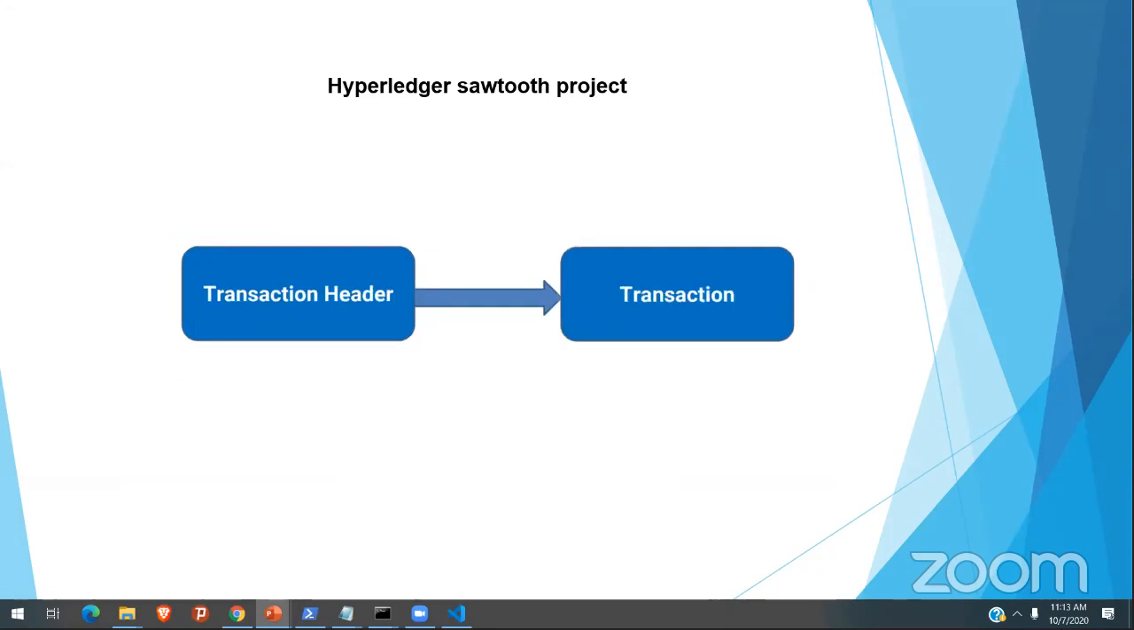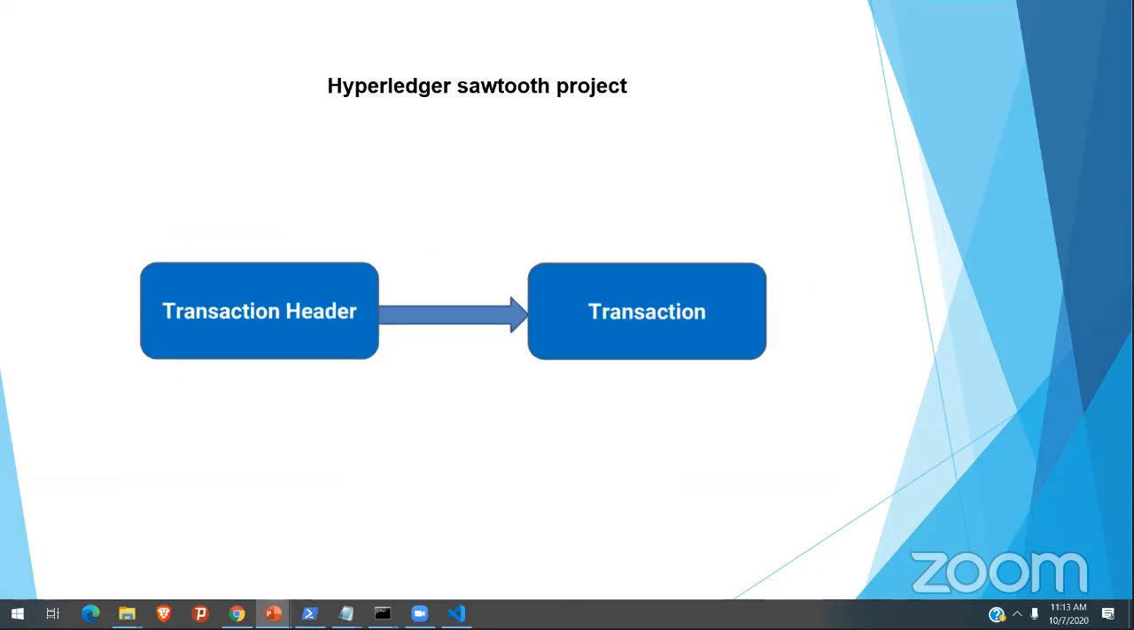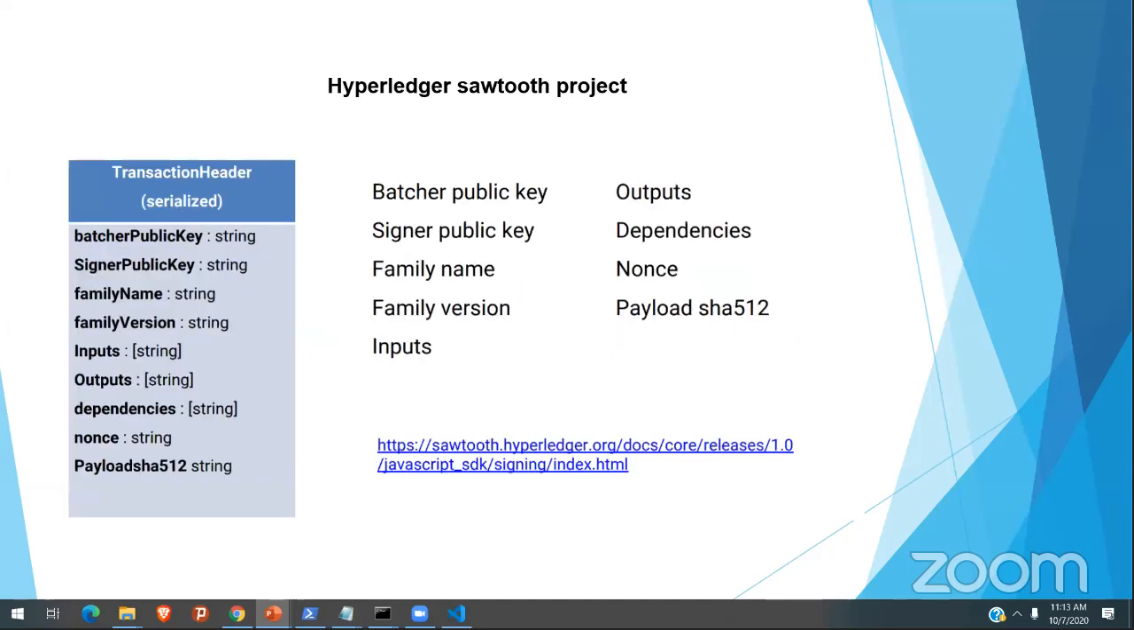And this transaction will be having transaction headers. These transaction headers will be having the key associated with the batcher, who has signed the batch, who has signed the transaction, family name, versions, inputs, outputs. Inputs and outputs are the addresses which a transaction can access. Dependencies, if any dependencies are there, and the SHA hash of the payload.